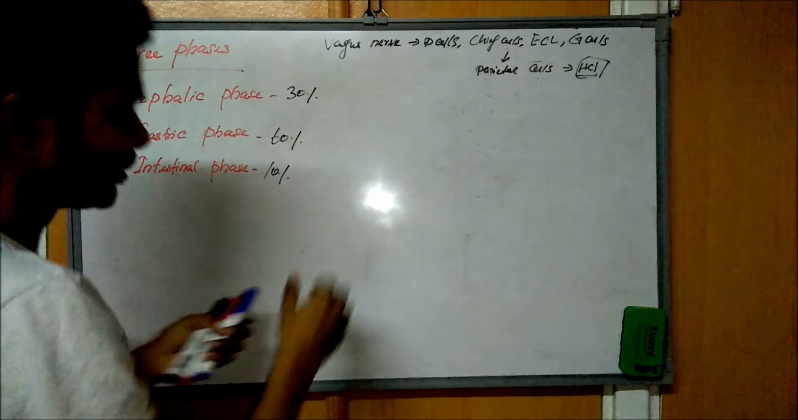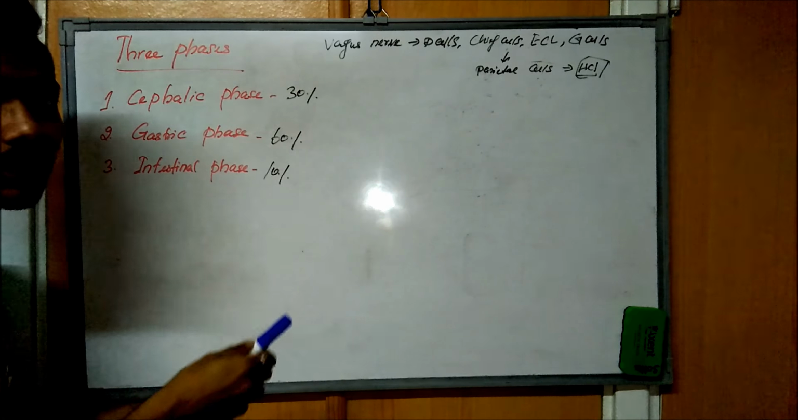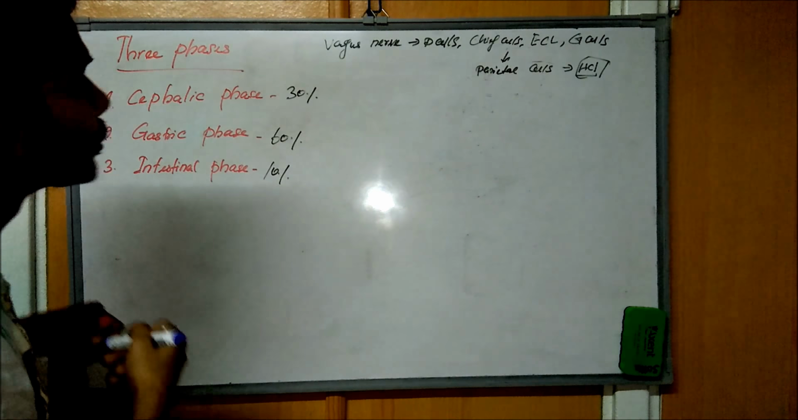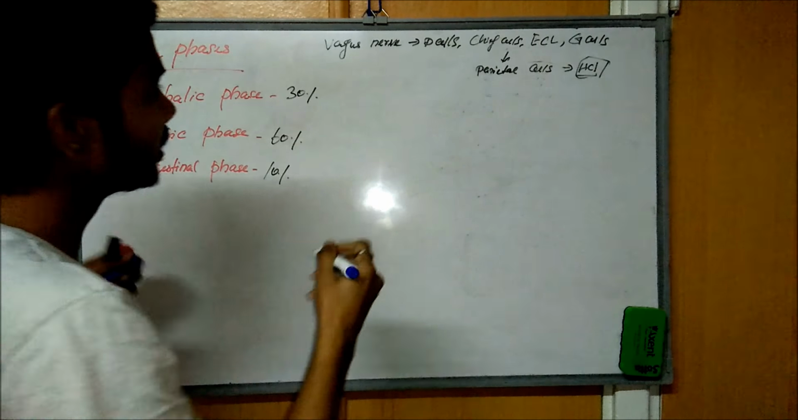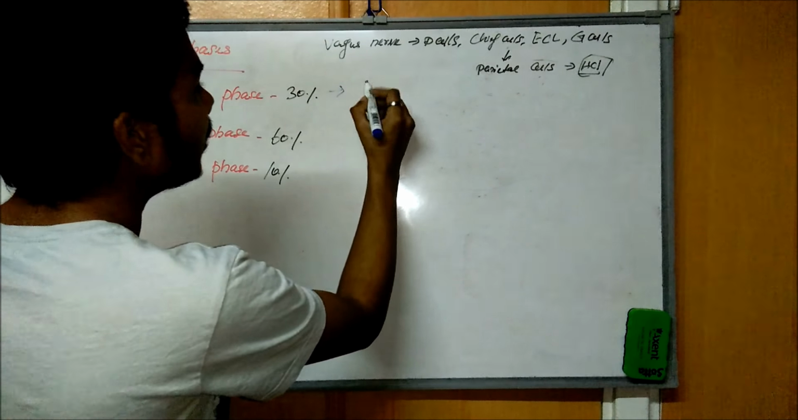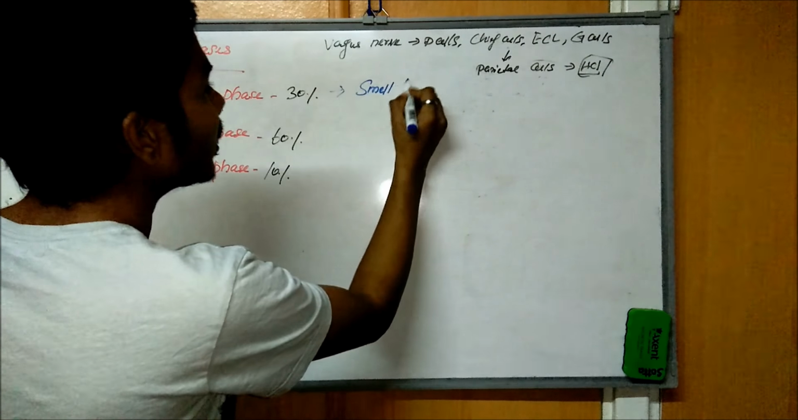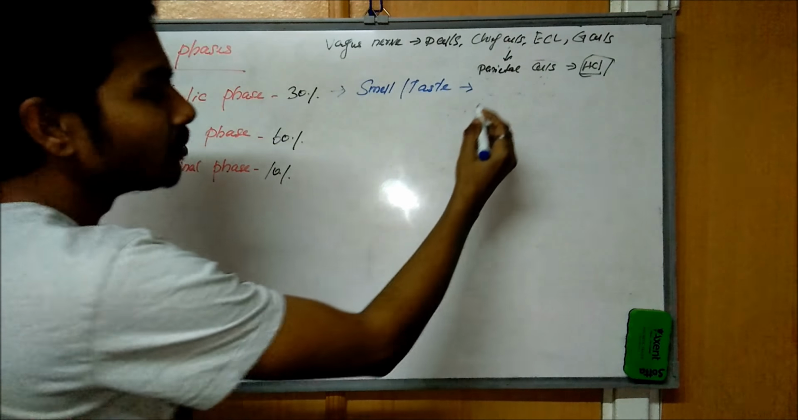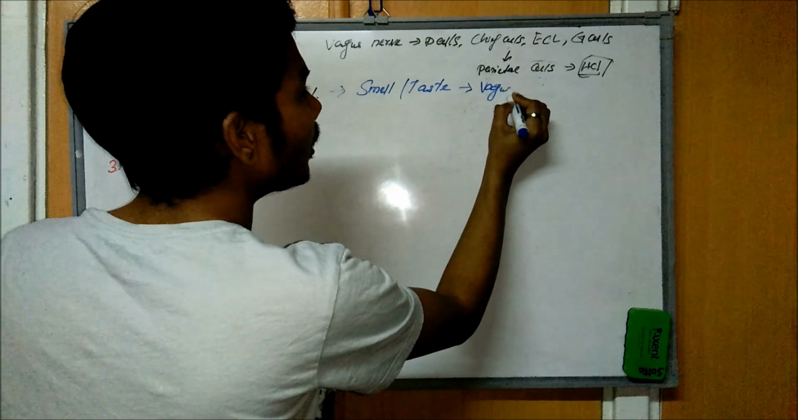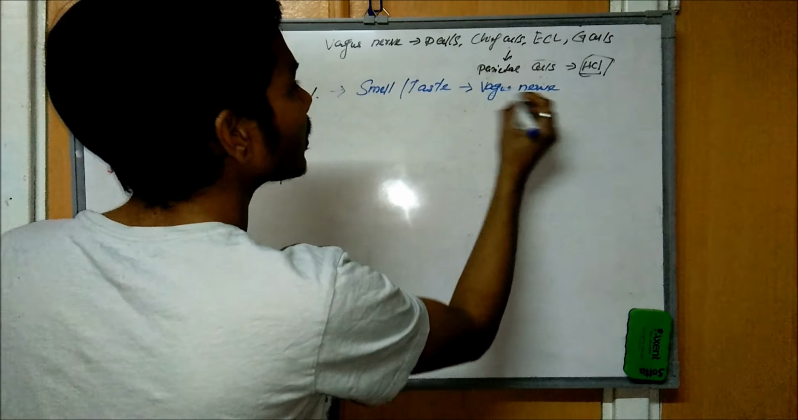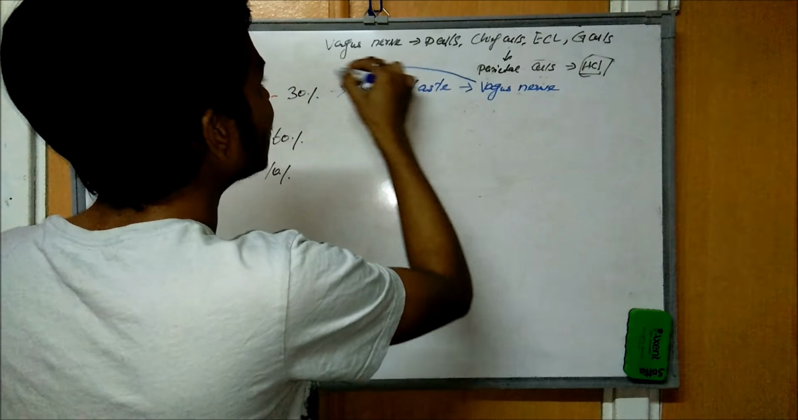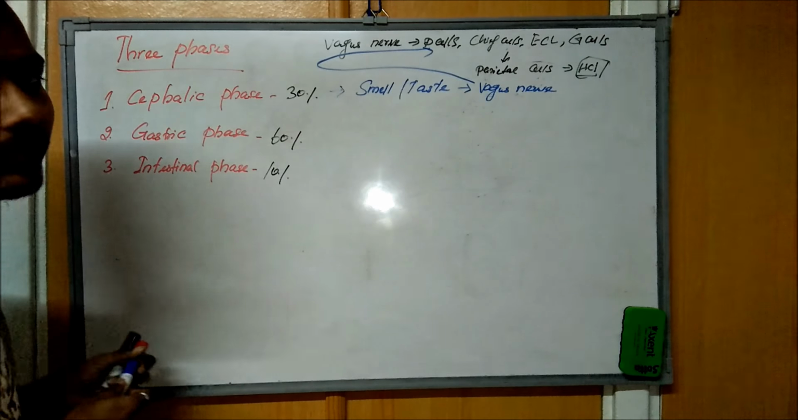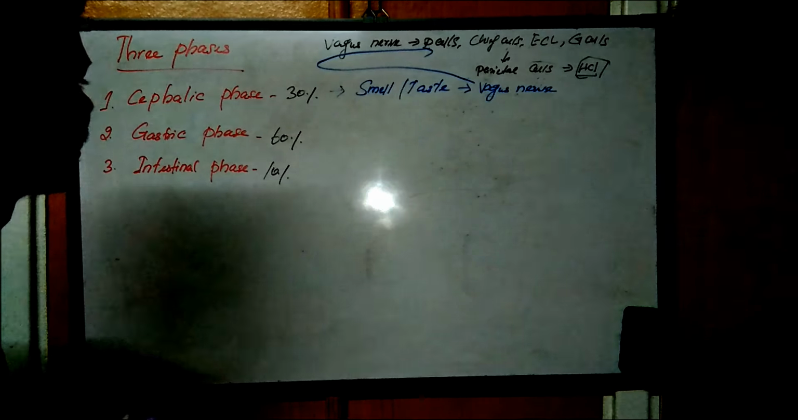So this 30% will help the breakdown of protein, and this 30% is produced with the help of the smell and taste of food. It will stimulate the vagus nerve, the parasympathetic nerve, and this vagus nerve will stimulate the cells and lead to the production of 30%.